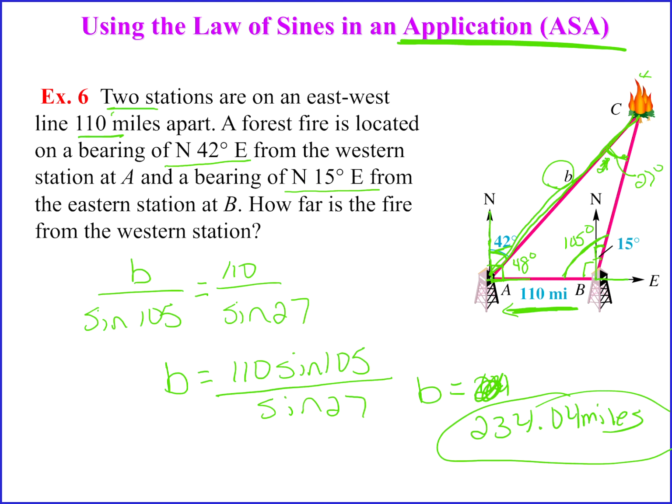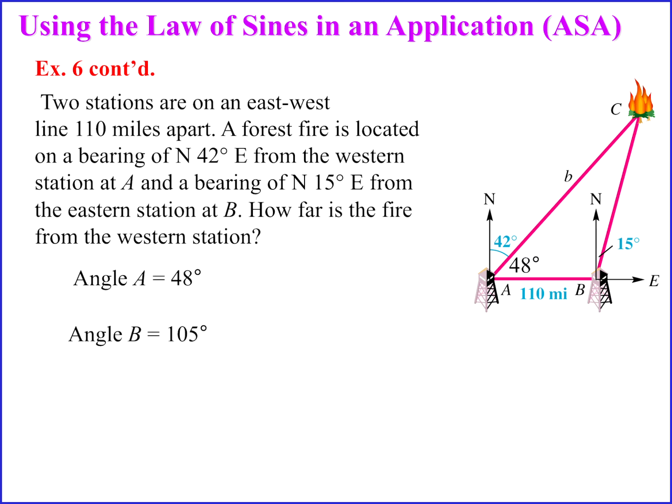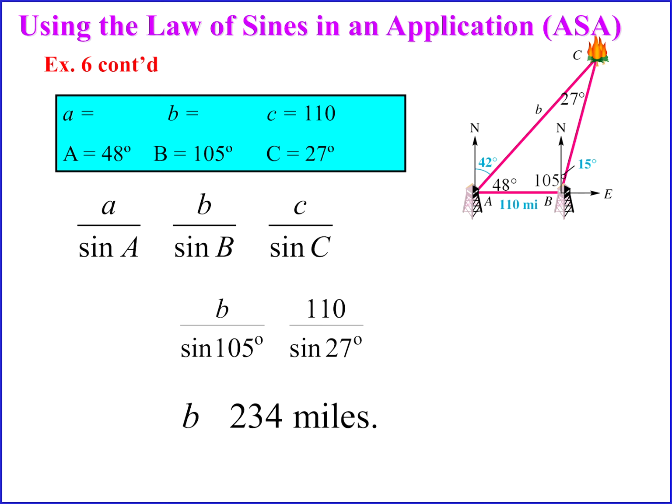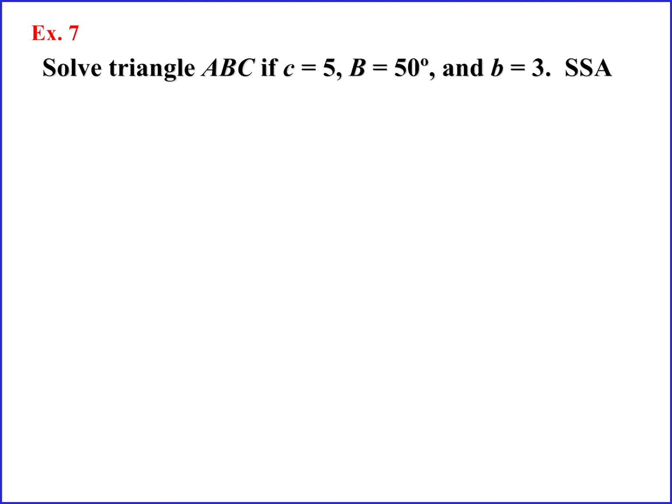Okay, moving on. We already did all these, so not worrying about that. That's still number 6, I did it all already. All right, here is example 7. We want to solve our triangle. We know little c, big B, and little b, so side-side-angle. So what I need to find is big C, and I need to find little a and big A.